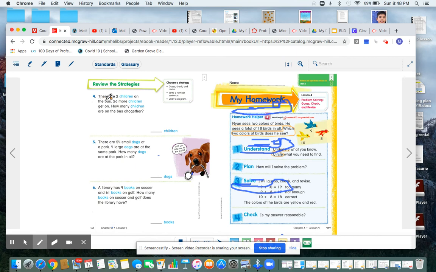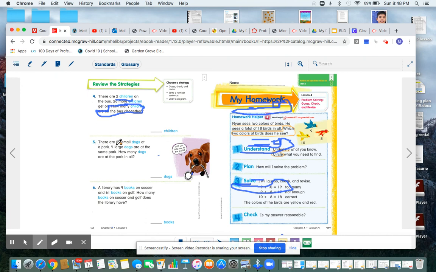So here, there are 2 children on the bus. 26 more children get on. How many children are on the bus? So this is my question, so I'm going to circle my question. How many children are on the bus? And then I have my underline, which is 2 children were on the bus, and then 26 more children get on. What is my total of children?